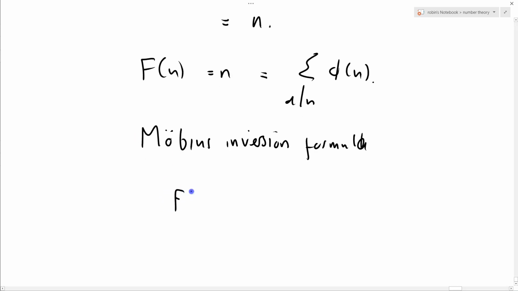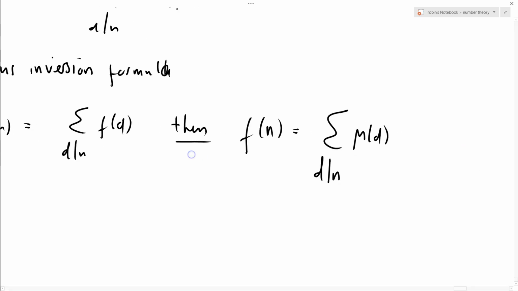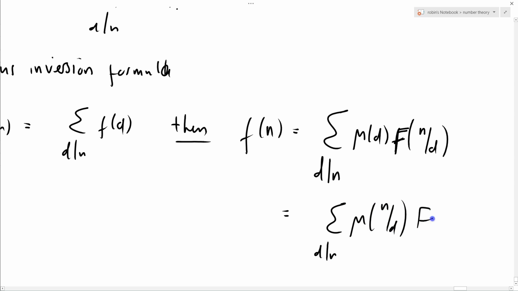So if big F of n equals the sum over d divides n of little f of d, then little f of n equals the sum over d divides n of mu of d times big F of n over d. Or we could even write it the other way: the sum over d divides n of mu of n over d times big F of d.